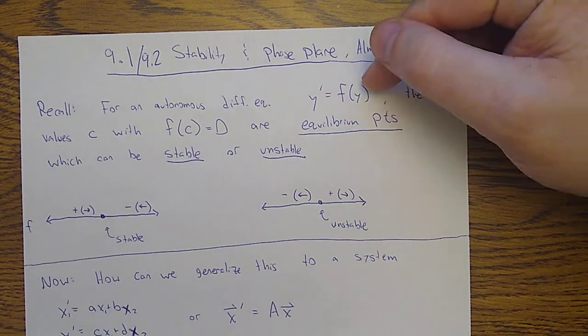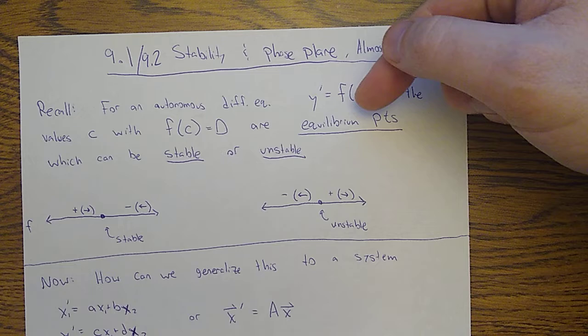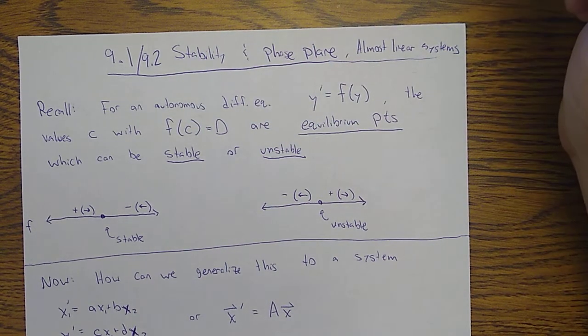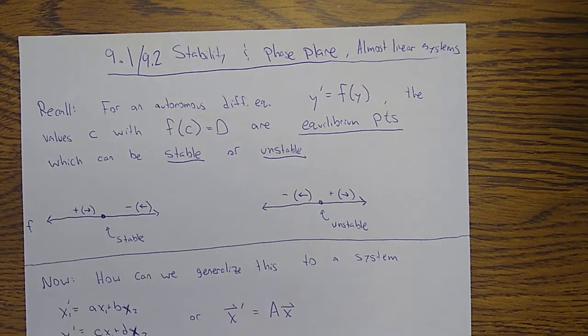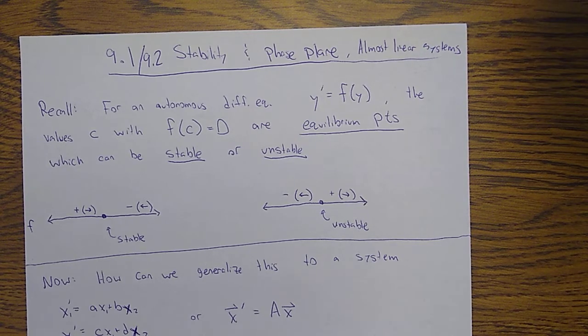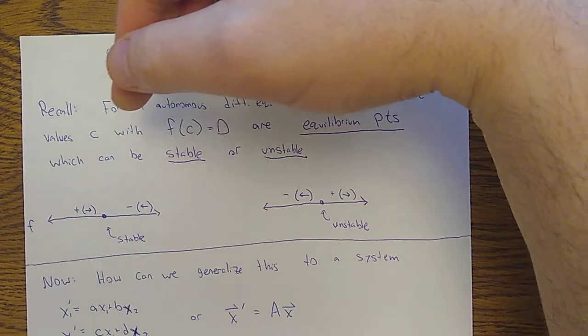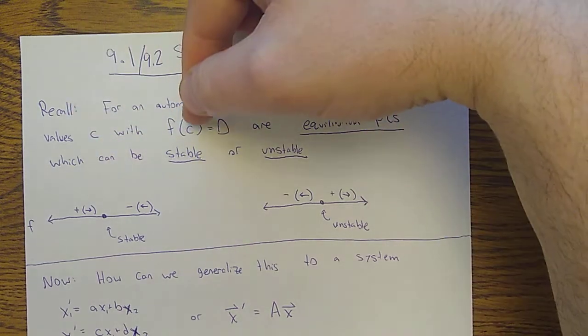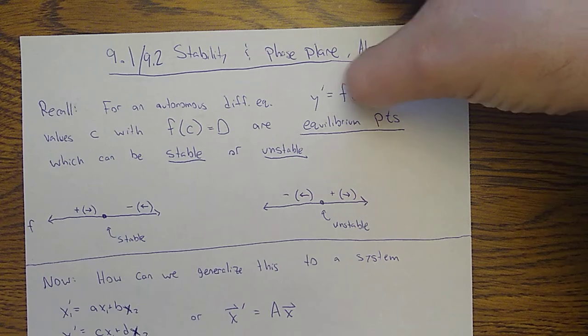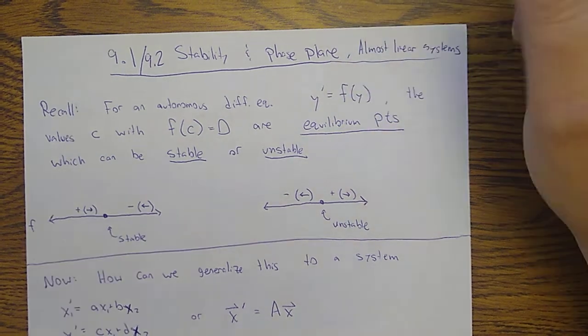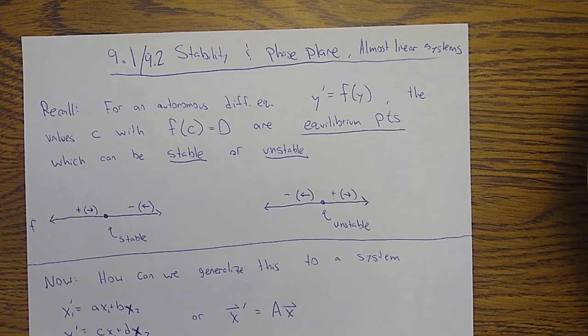And we find the equilibrium points by setting f of c equal to 0. And what those are is, those are values where if y were exactly that value, then it would stay that value forever. Because if we're talking about a value c where f of c is 0, if y is that value, then this is like saying that y prime would be 0, meaning y is not going to change from that value, meaning it's going to stay at that value c forever.